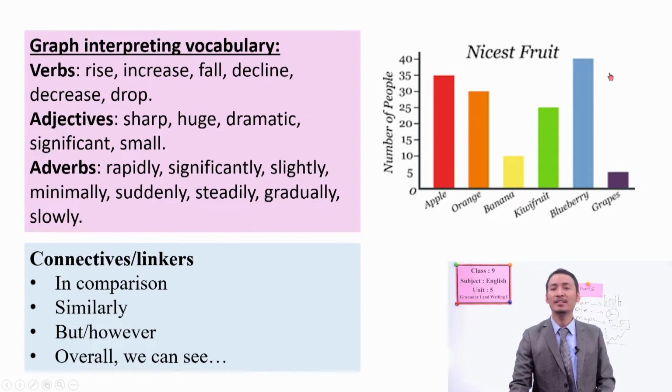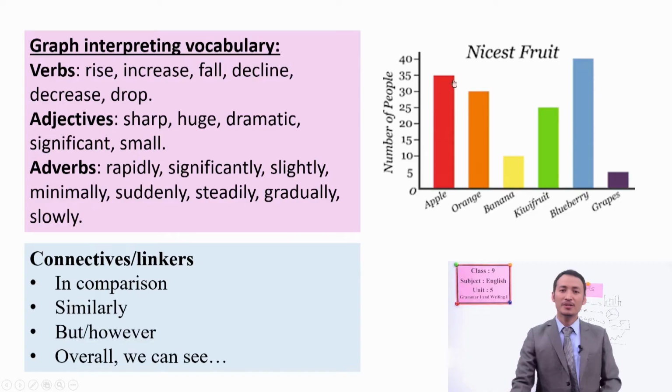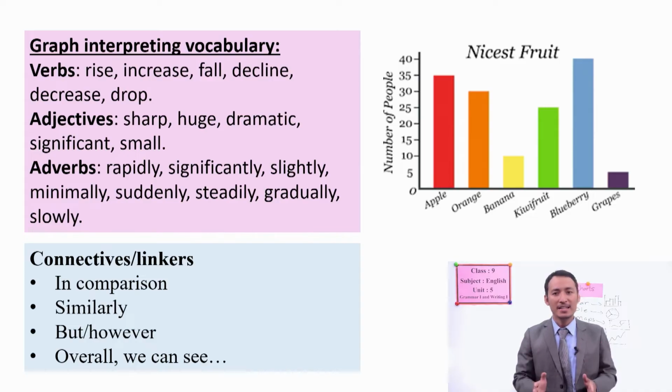Blueberry has the highest number of people who like it. So you can see here bananas and grapes have fewer people liking them. Okay, so you can see the comparison and the overall impression: blueberry is the most popular fruit around the world. You can summarize it like that.